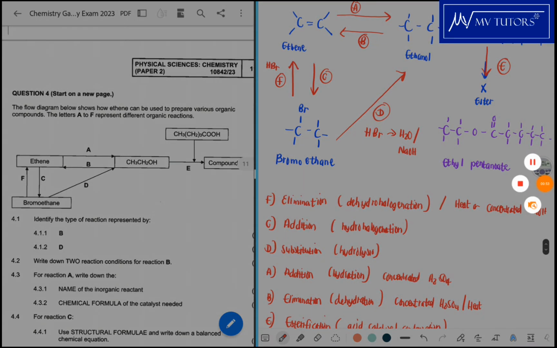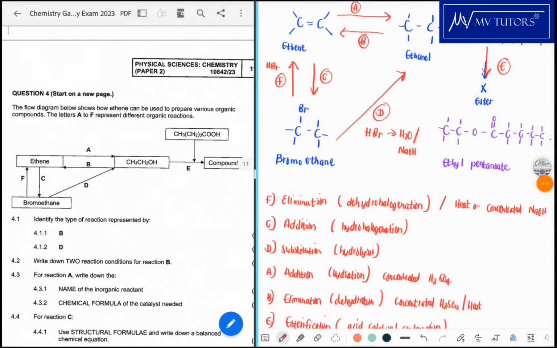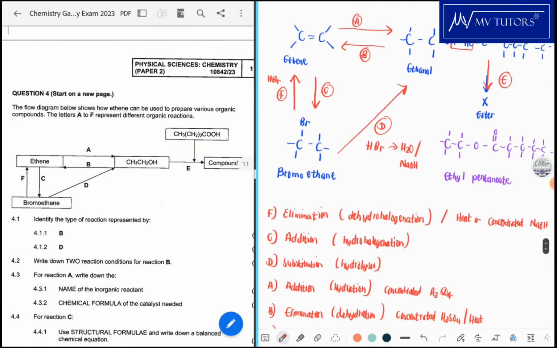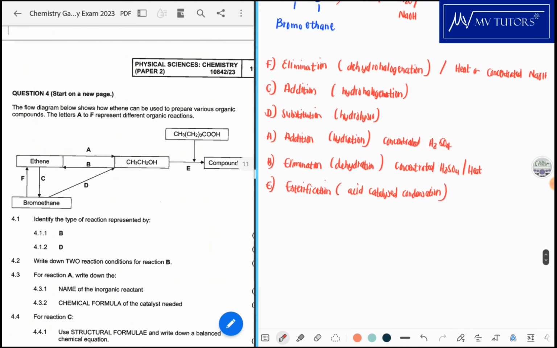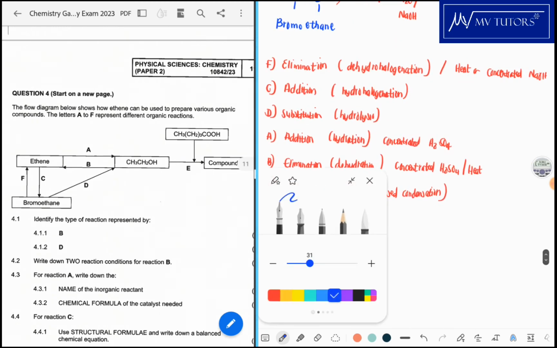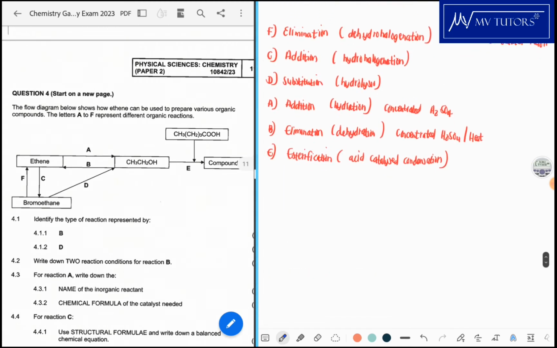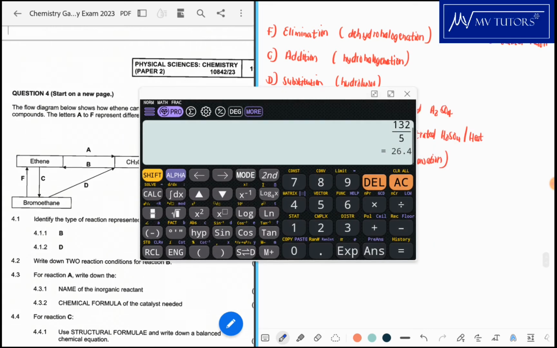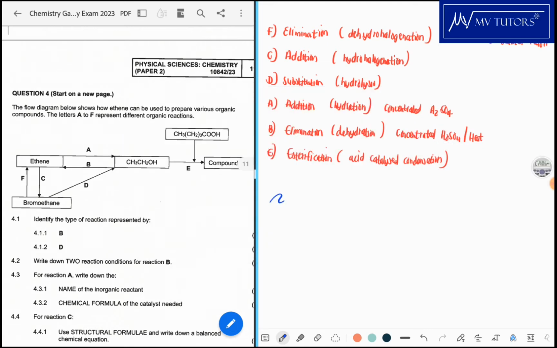And we have taken how many minutes there? 11 minutes? My goodness. Just to break it down. And now hopefully the questions that we're going to answer will go by very quickly. Okay, so we have like how many minutes left? We have 15 minutes left. Okay, so 4.1, it says identify the type of reaction represented by B. Ooh.